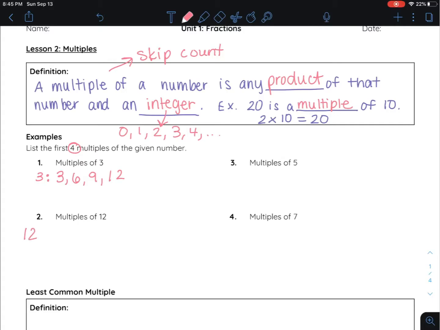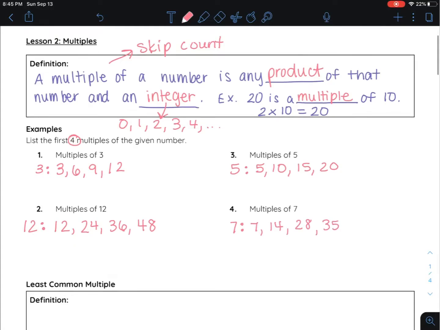Do the same thing for 12. Start with 12. Then it would be 24, 36, 48. And if you have a hard time with these, you can always pull up a multiplication chart. Multiples of 5. 5, 10, 15, 20. And then multiples of 7. 7, 14, 21, 28.